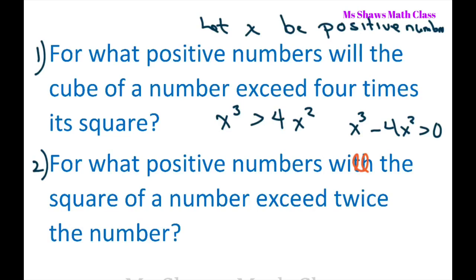So the same thing, we're going to let x be the positive number, and you're going to get the square of the number exceeds twice the number. And so then if you move that 2x to the left-hand side, set that to be positive. All right, so these are the two problems we're going to be working on.